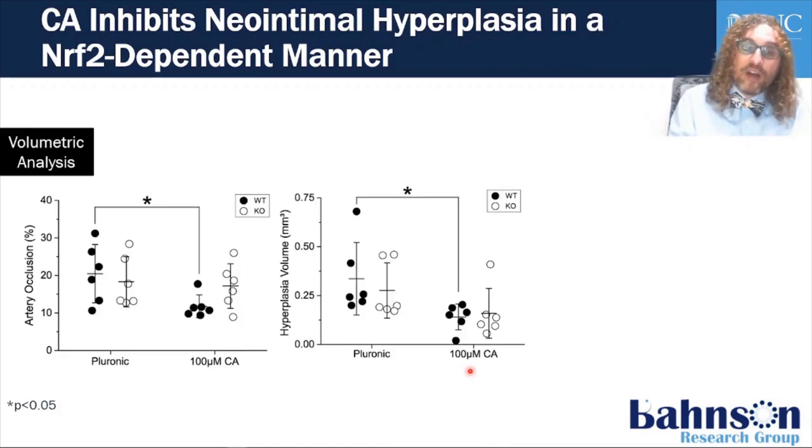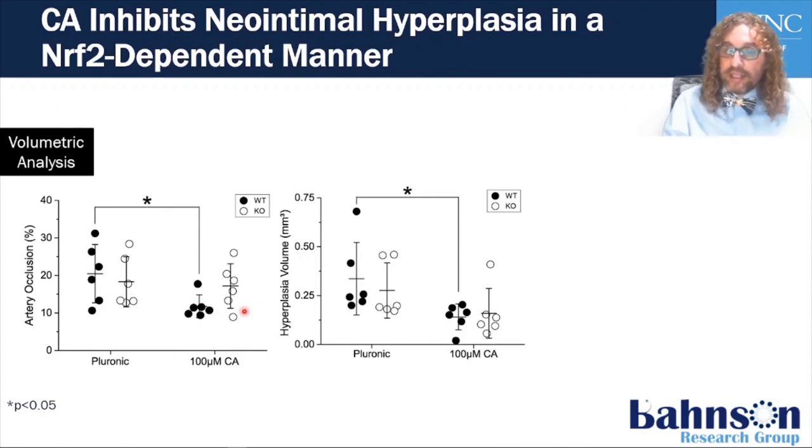Different parameters, arterial occlusion percent and hyperplasia volume, both parameters are significantly reduced in the wild type when we treat with cinnamic aldehyde, but not reduced in the knockout animal when we treat with cinnamic aldehyde.